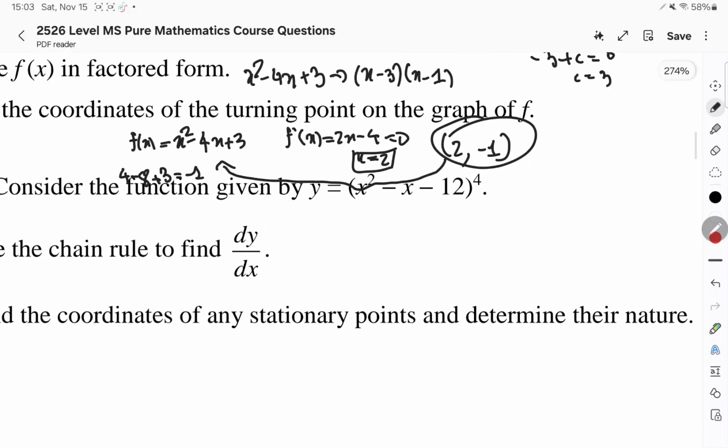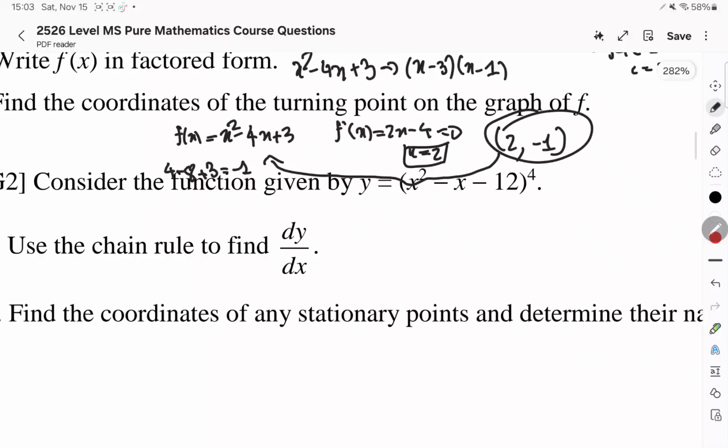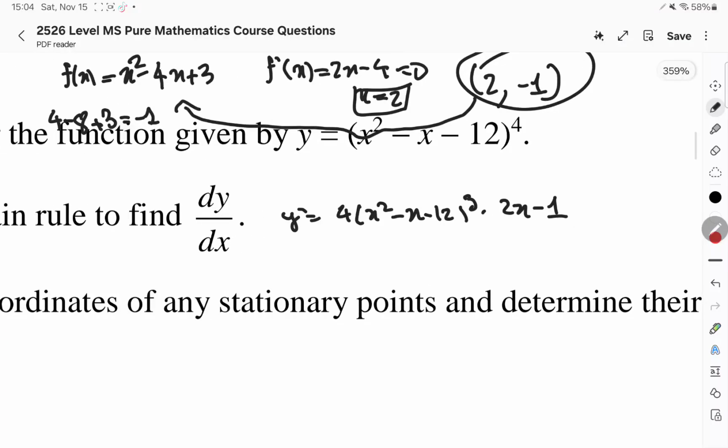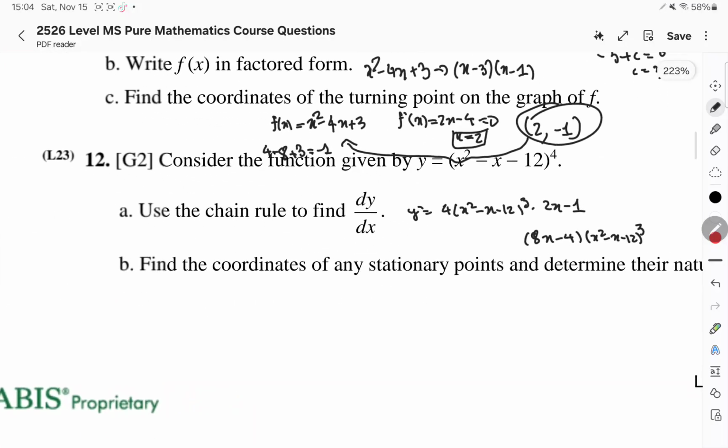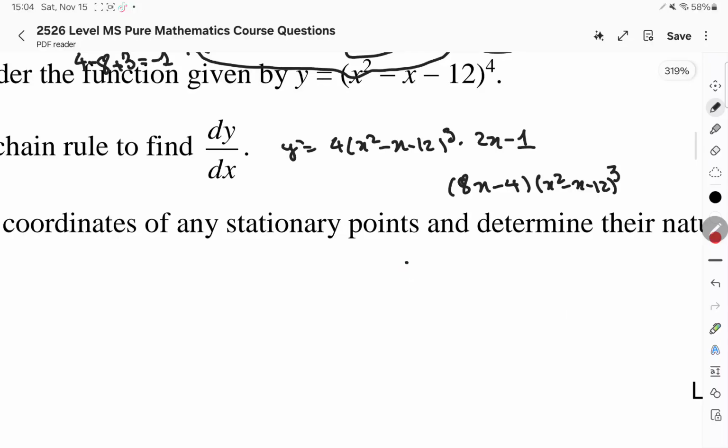Here, they gave the function x squared minus x minus 12, raised to the power 4. I'll just derive it using the chain rule here. Y prime will be equal to 4 multiplied by x squared minus x minus 12 to the power 3, multiplied by the derivative of the inside, which gives 8x minus 4 multiplied by x squared minus x minus 12 cubed. Now they want to find the stationary points. We must set y prime equal to 0.